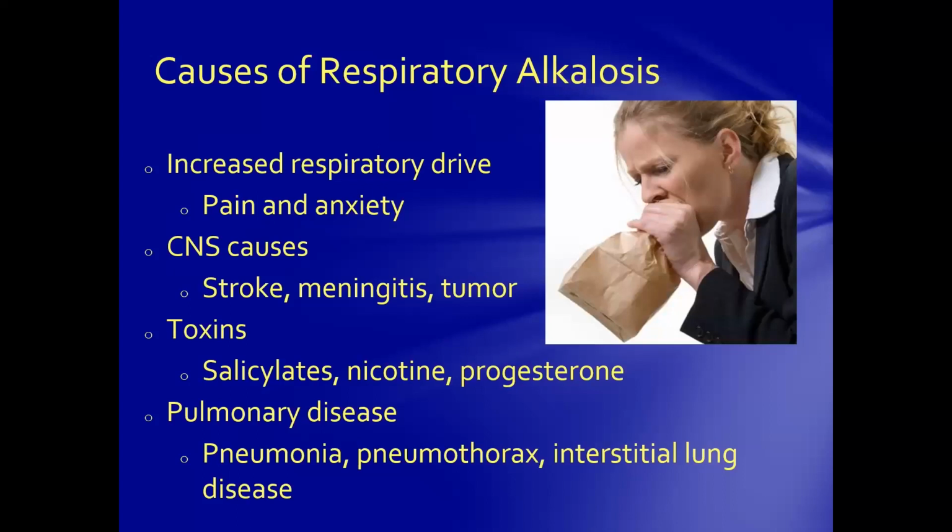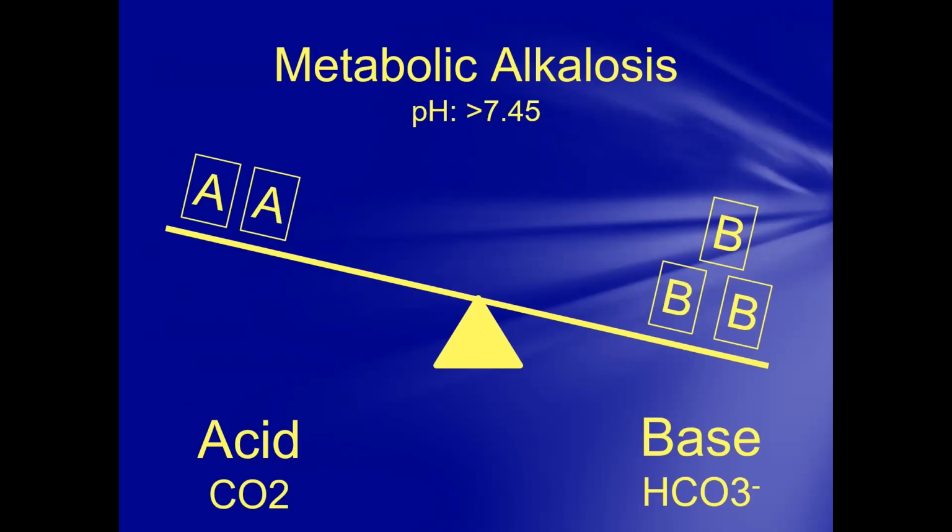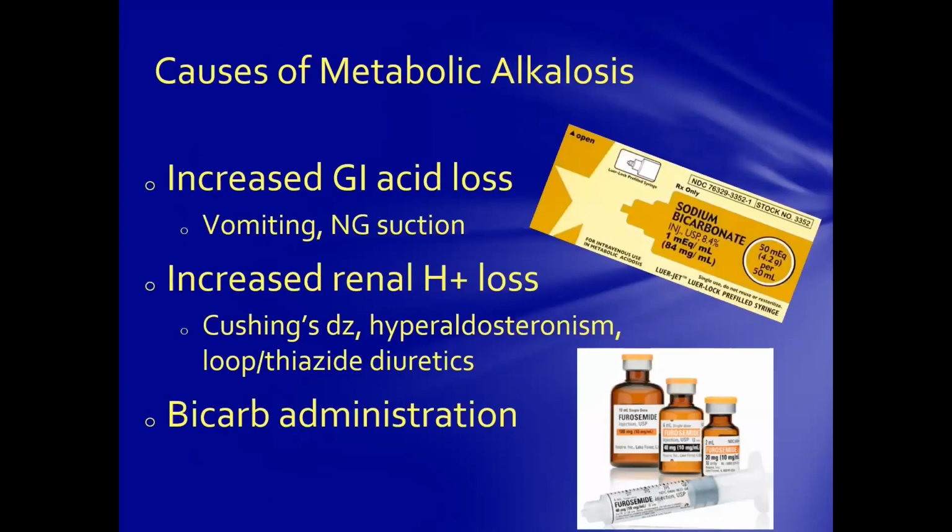Certain toxins such as salicylates, nicotine, or progesterone can alter your acid-base balance. And then your pulmonary diseases such as pneumonia, pneumothorax, or interstitial lung diseases can cause respiratory alkalosis. Metabolic alkalosis is a pH of greater than 7.45 caused by an excess of base or bicarb. Causes of metabolic alkalosis is generally from an increased GI acid loss, such as through vomiting or excessive NG suctioning.